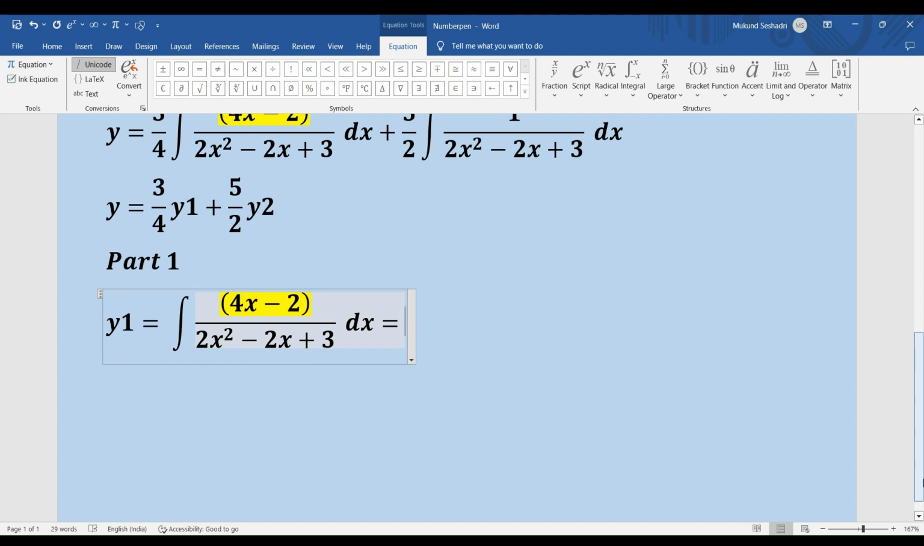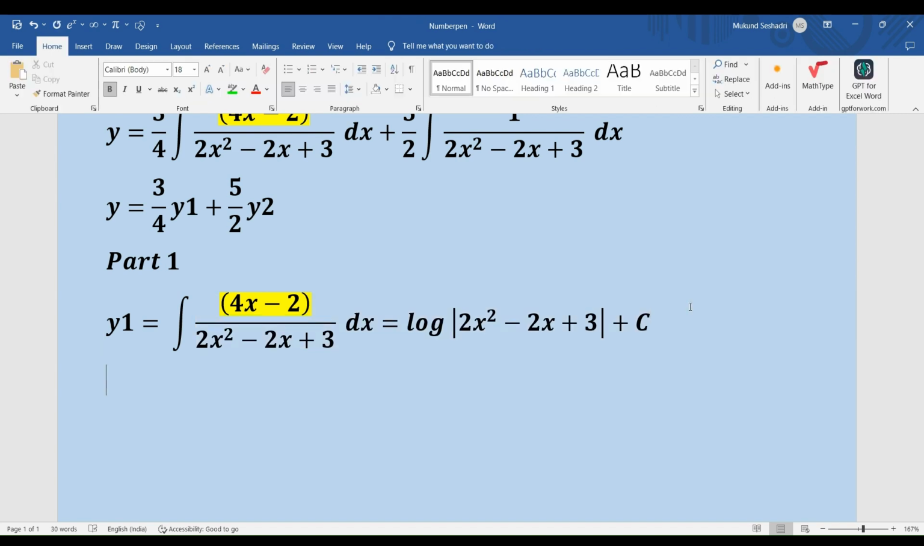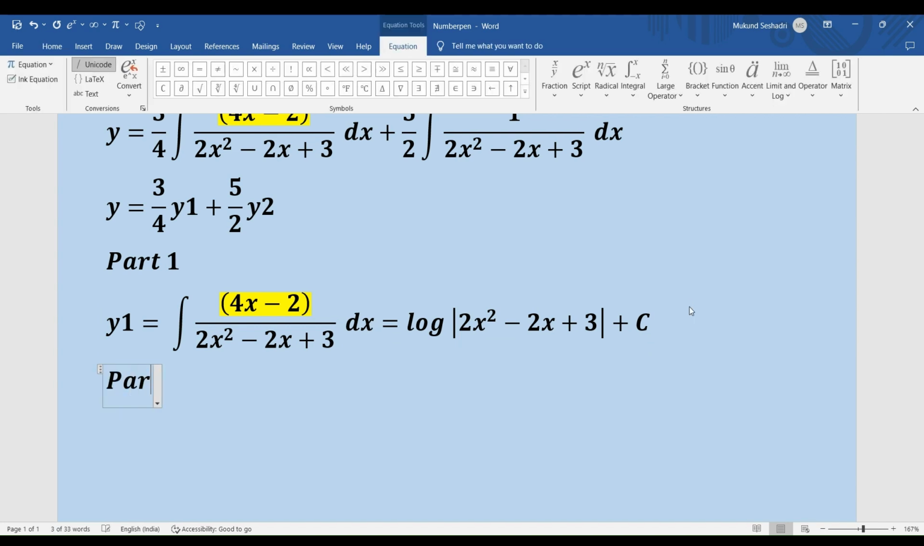And this is not very complicated. My answer to this problem is log of mod of 2x square minus 2x plus 3 plus your constant c, right? You can solve this by the method of substitution. Just make the substitution t equals 2x square minus 2x plus 3, and then express your y1 in terms of t and solve the problem. It's not very complicated, and that's the way to go about solving this problem, while I have directly put down the answer here.